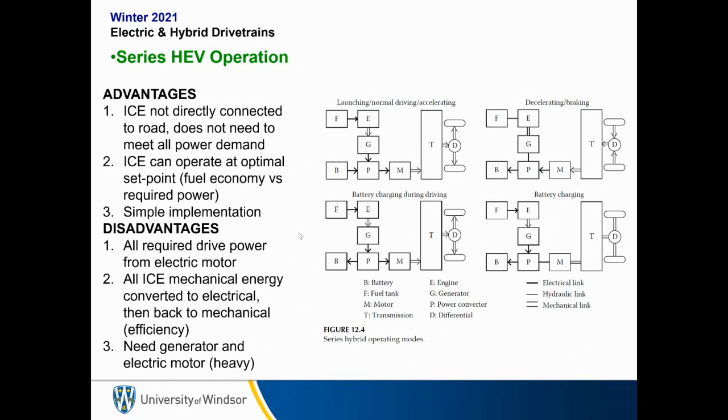Disadvantages: it requires all the power drive from the electric motor. Therefore, you need a bigger motor. The biggest disadvantage is all the internal combustion mechanical energy is converted to electrical, then back to mechanical. Now, if you've learned anything from your energy conversion courses, this is bad in terms of efficiency. This is not good. Also, we need a generator and electric motor, which, given that the electric motor is driving everything, need to be big and heavy. So yes, this is the simplest, but it's not the most efficient by any means.